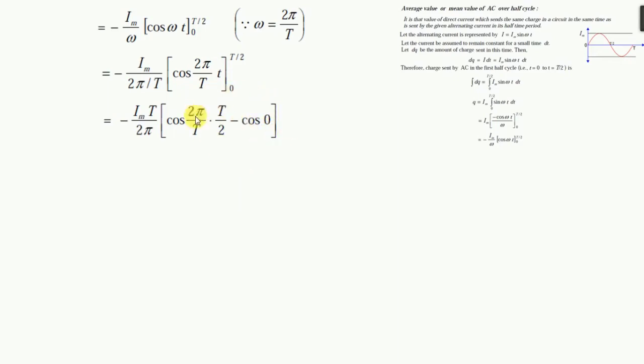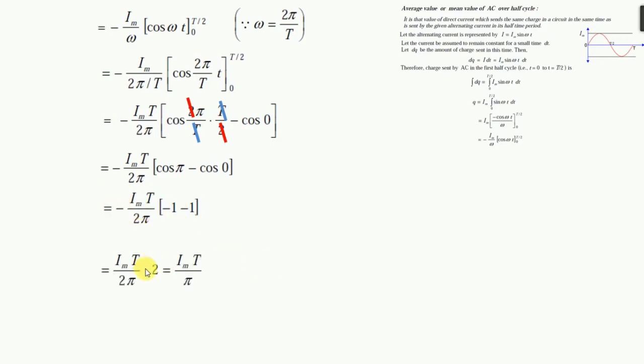Now you can cancel this 2 and 2 and T, and you are left with Im T by 2 pi into cos pi minus cos 0, and the value of cos pi is minus 1 and cos 0 is 1. Minus 1 and minus 1 will give me minus 2, and this minus will become positive 2.